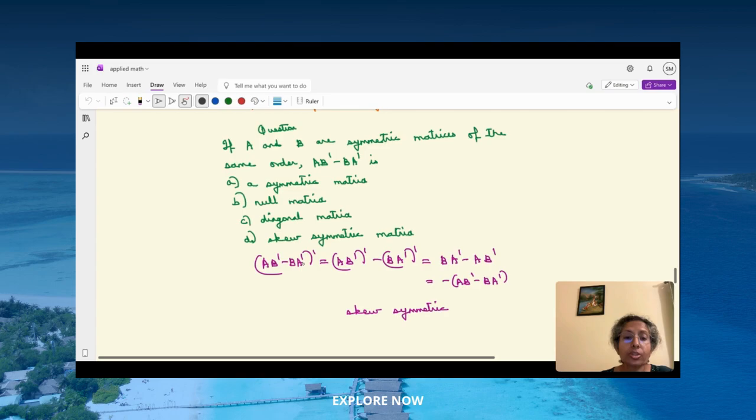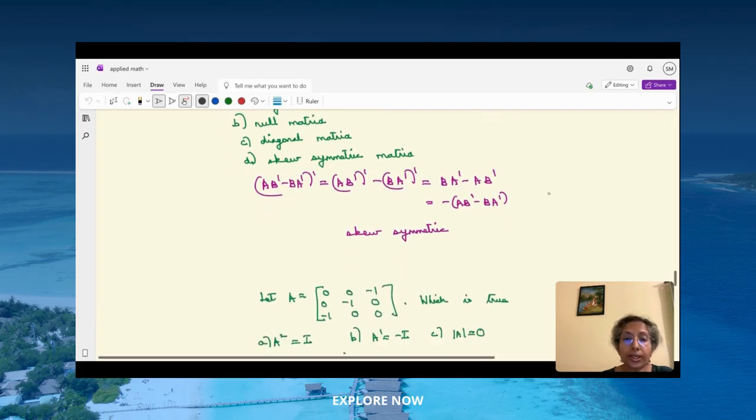Now the transpose of (AB transpose minus BA transpose) will be (AB transpose) transpose minus (BA transpose) transpose, because (A minus B) transpose is A transpose minus B transpose. So this is BA transpose minus AB transpose, because (AB) transpose is B transpose A transpose, and transpose of a transpose is the original matrix. So this is minus (AB transpose minus BA transpose). So I got that the transpose of (AB transpose minus BA transpose) is minus of this. So it is a skew symmetric matrix, because when is a matrix said to be skew symmetric? If A transpose is minus A.